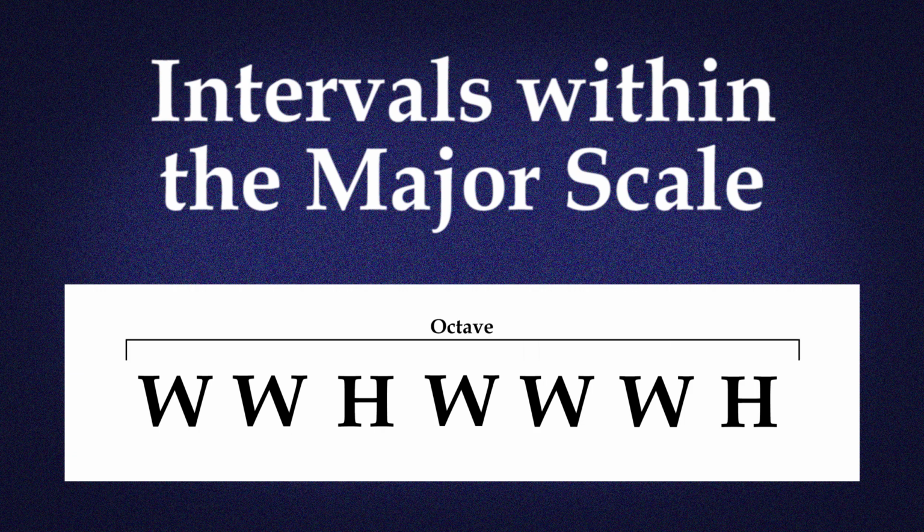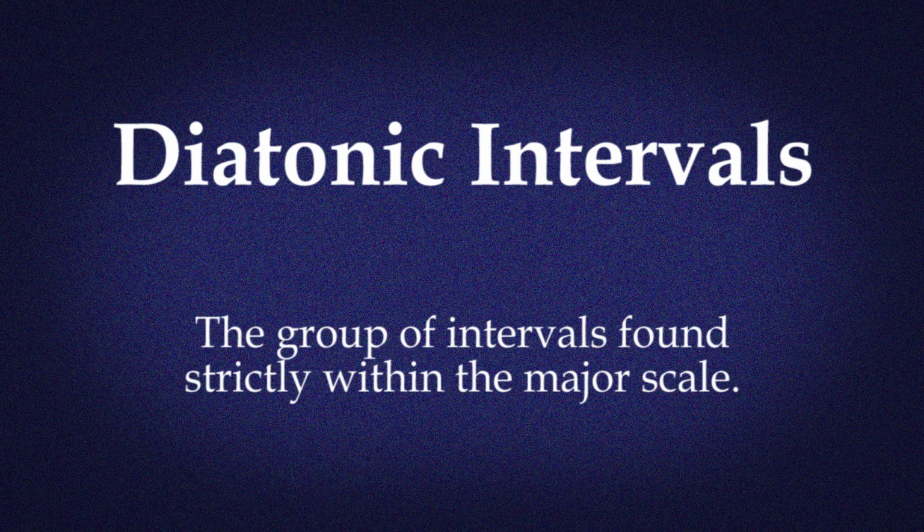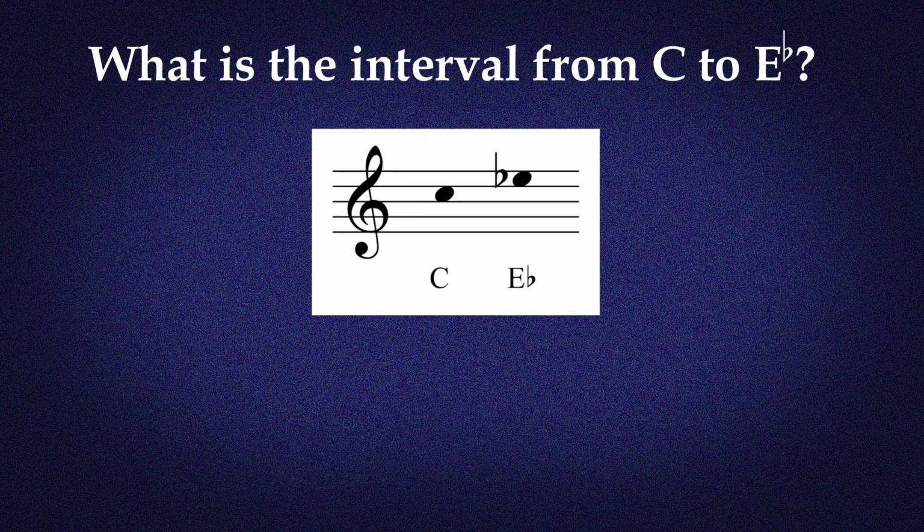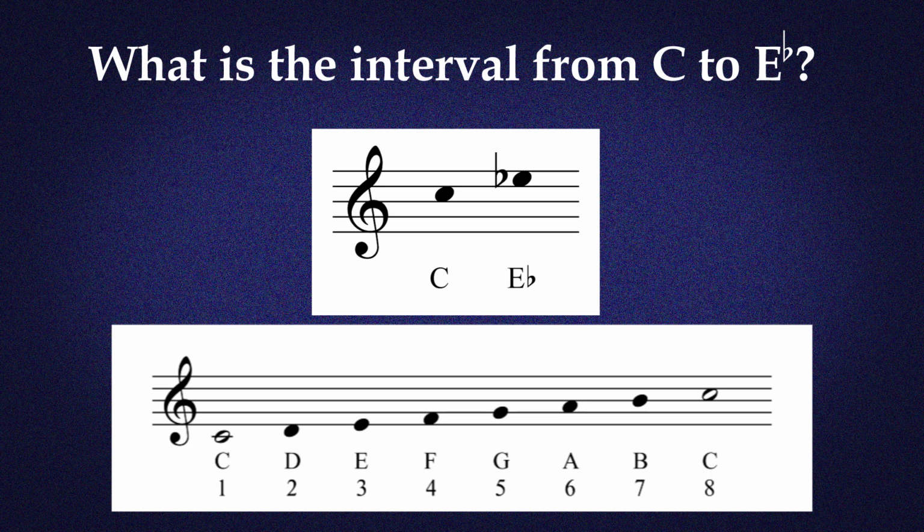These intervals are called the diatonic intervals. When we are exclusively using the notes of a major scale, we are being diatonic. But what about when we're not being diatonic? There has to be a way to describe intervals to notes that are not found within the major scale. For example, E flat is not one of the notes found within the C major scale. In other words, the interval from C to E flat is non-diatonic.